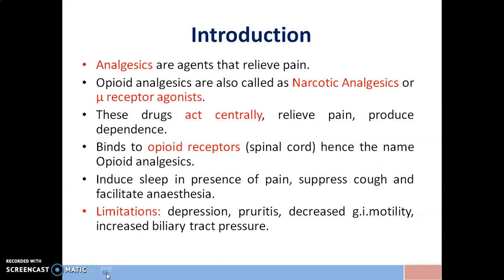Opioid analgesics bind to opioid receptors which are situated in the spinal cord, and hence the name opioid analgesics. They induce sleep in the presence of pain, and they also suppress cough and facilitate anesthesia. At the same time, these drugs have some limitations such as depression, pruritus, decreased GI motility, and increased biliary tract pressure.